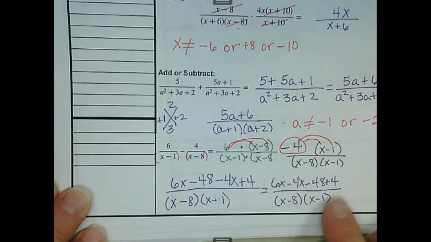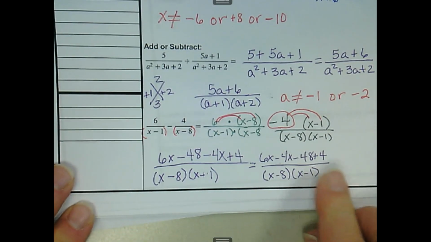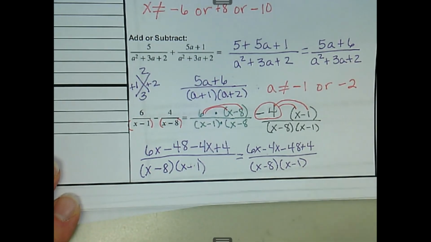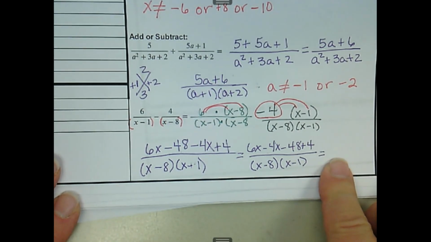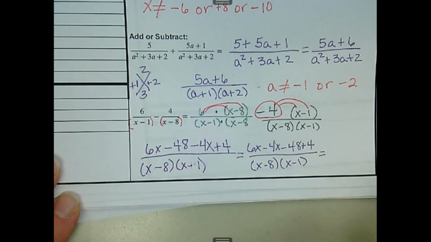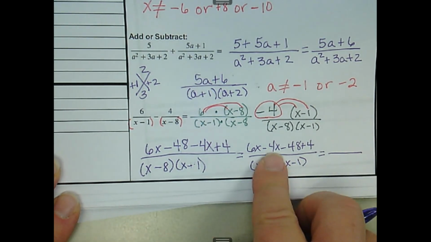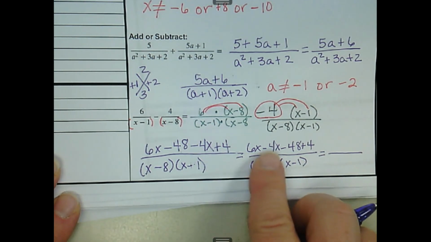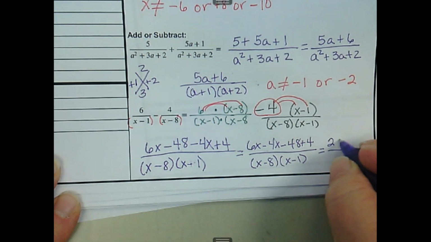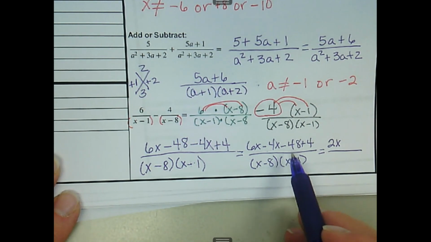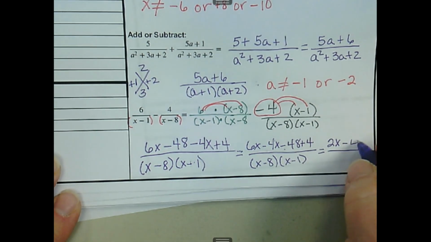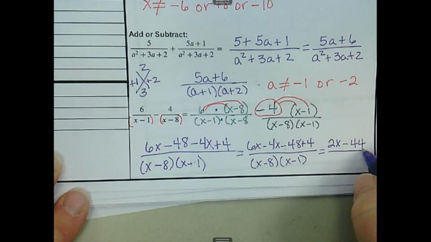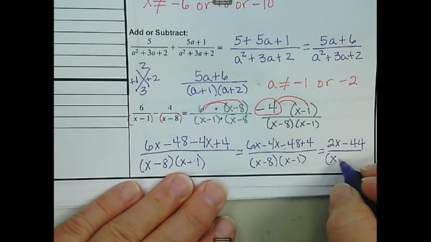Okay, I have rearranged. If you don't need to rearrange, do not put it in your notes. If you understand how to go from here to the final, that's great. If you don't, put that intermediate step in. 6x minus 4x is 2x. Negative 48 plus 4 is negative 44. And this is all over x minus 8 times x minus 1.